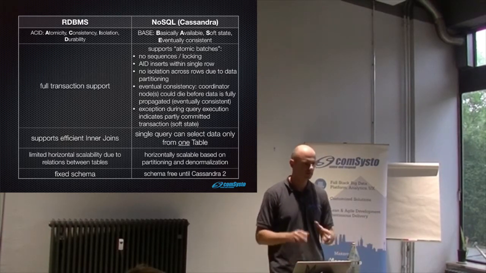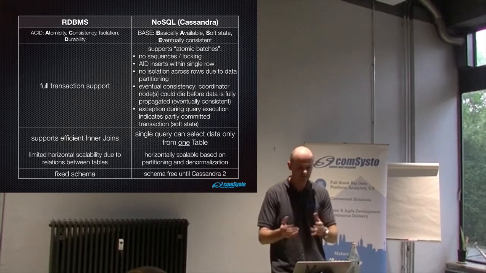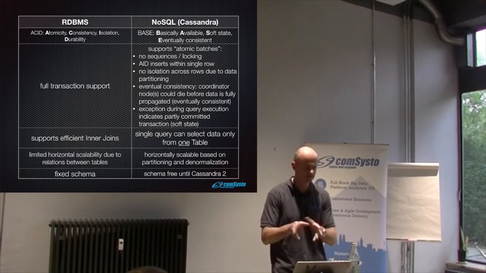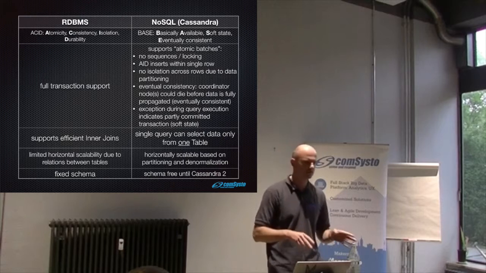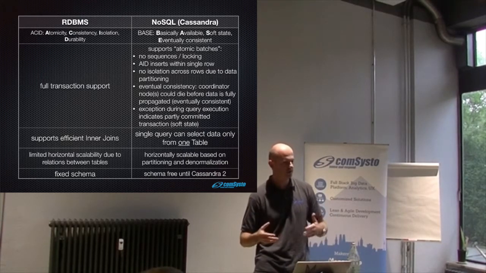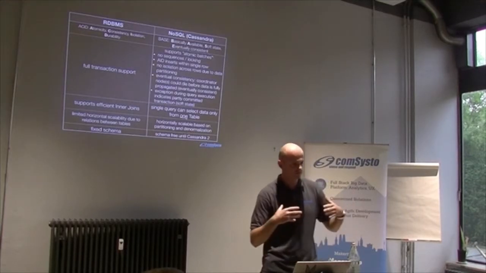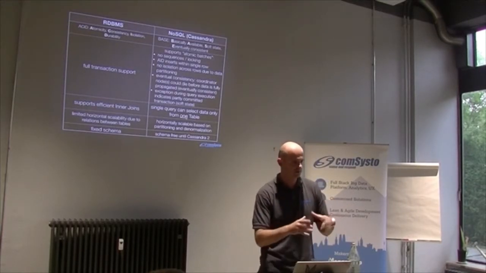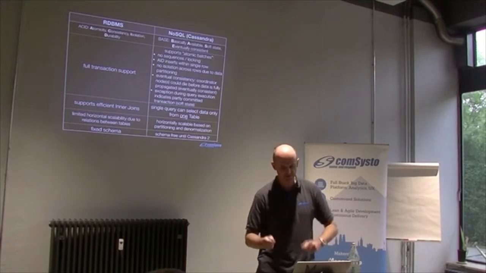Cassandra does not allow inner joins. It actually even does not have really indexes. I mean, it has indexes, but we'll talk about it later on. So basically, they are forcing you to create one table that will answer only some limited subset of the queries. So you have to denormalize your data.